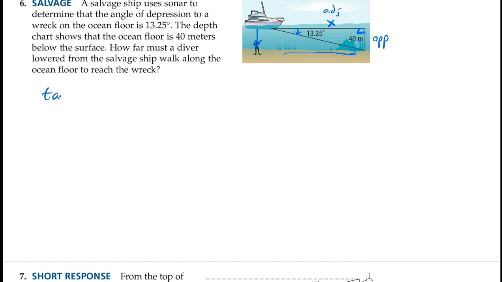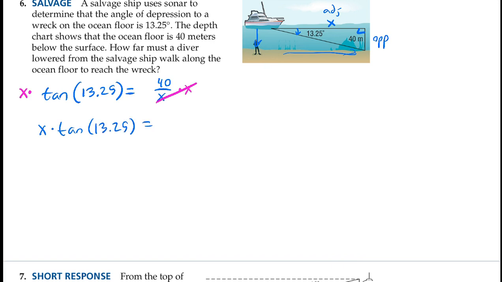So this time we have tangent of, and we're given the angle is 13.25, and that's equal to 40 over x, or opposite over adjacent. So I'm going to multiply both sides by x. Okay, that cancels there, and we now have x times tangent of 13.25 equals 40.